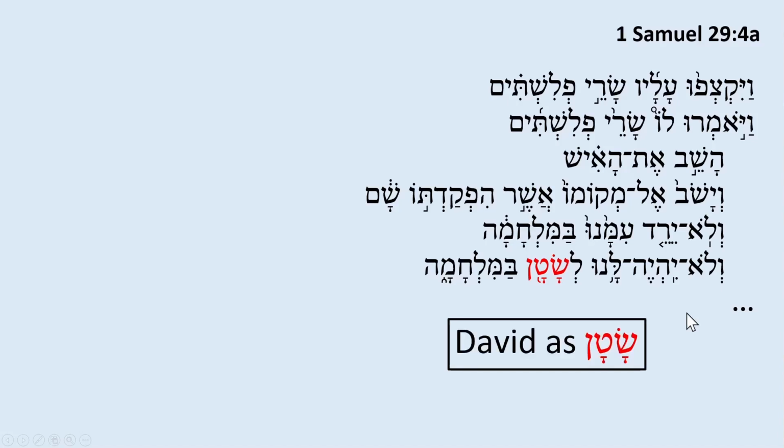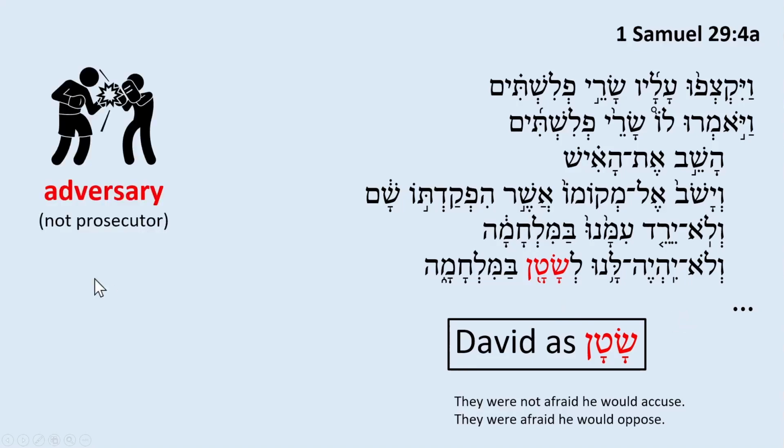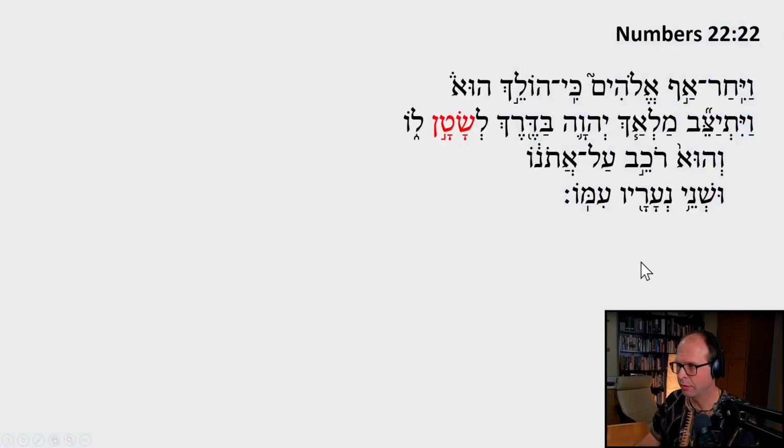So this is a very clear example. Well, first of all, it's David as a Satan. So that's clear that Satan is not always an evil person. Here it's David, the appointed one, the anointed one. And they were not afraid that David would accuse, they were afraid that he would oppose. So this is a clear example of a Satan as an opposer who's not an accuser. This is not a judicial context. And that's what we have in our text. That's what we'll see in our text. One more example. Okay, so we have an adversary, not a prosecutor.